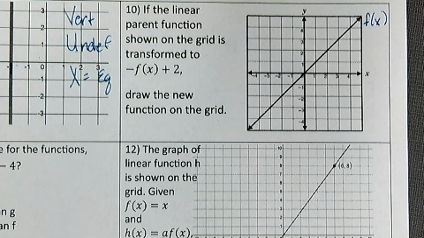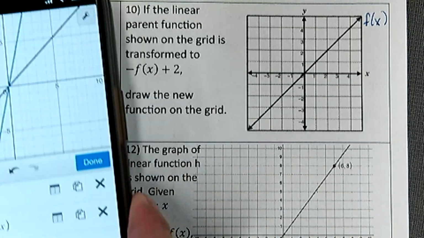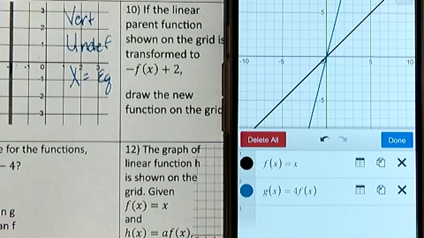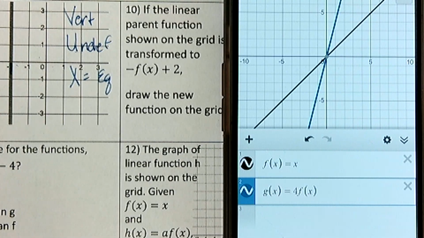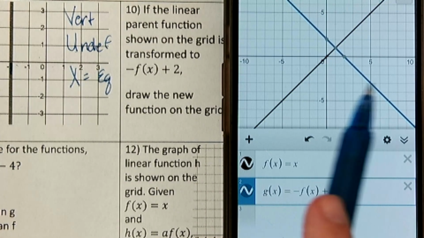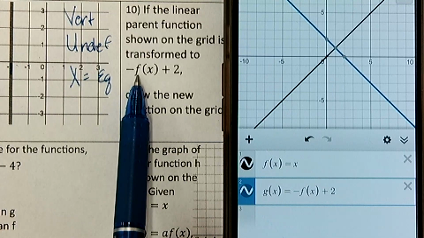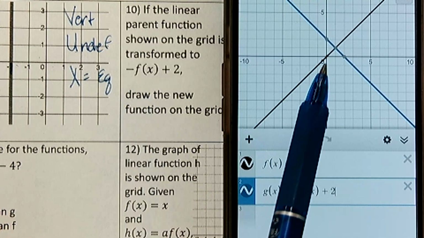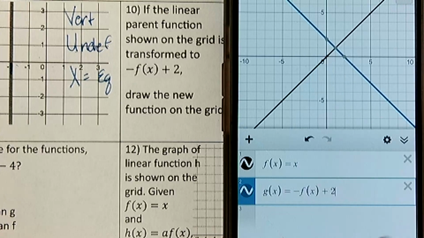The linear parent function is shown on the graph, so this is your f of x. Draw the new graph. All right, so again, we're going to use Desmos for this. And when we do that, we need to remember a couple of things. Just gonna go through and edit this one. So I'm going to make it negative, and then on the end I'm going to say +2. So we can see, in fact, that it flipped. It flipped because of the negative, and then the +2 made it go up 2.